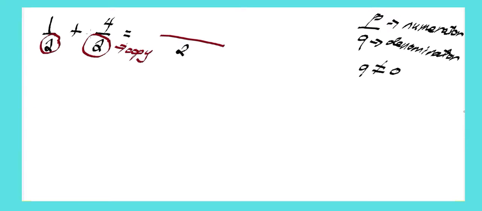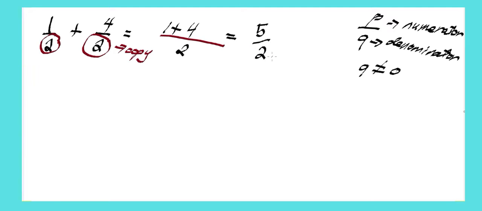And then, you add the numerator. So, 1 plus 4. Okay. We got 5 over 2. You get it?